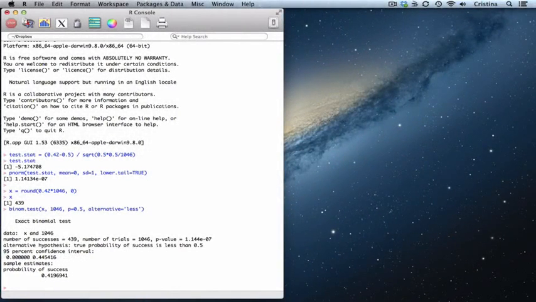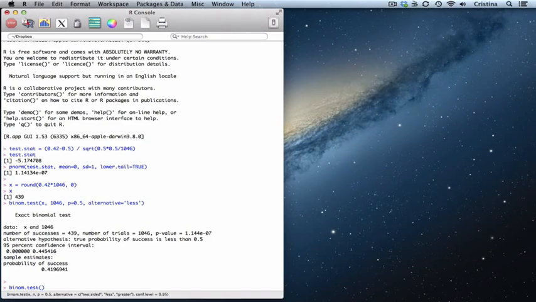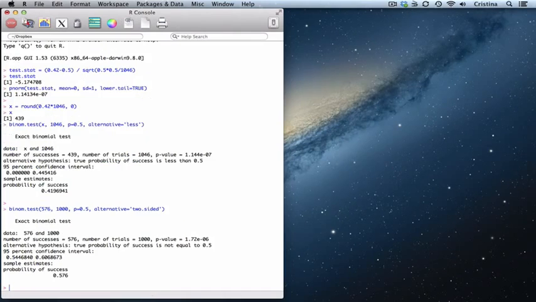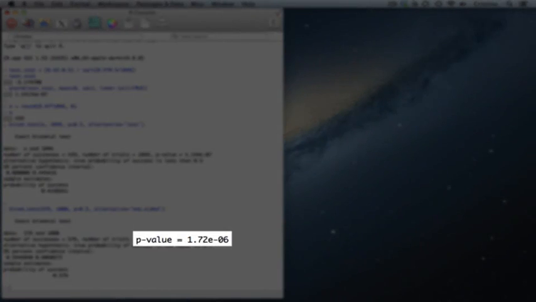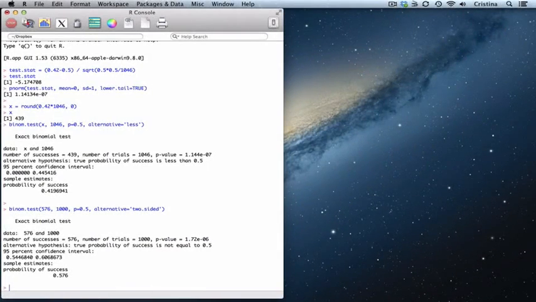For an example of a two-sided test, we can recreate the results of Jeff's beer cap experiment. With 576 successes, or reds, in 1,000 total trials, we again obtain a very small p-value. So we can reject the null hypothesis and conclude with strong evidence that the true proportion of red is not equal to 0.5, or that the two sides, red and silver, are not equally likely to come up on a beer cap.